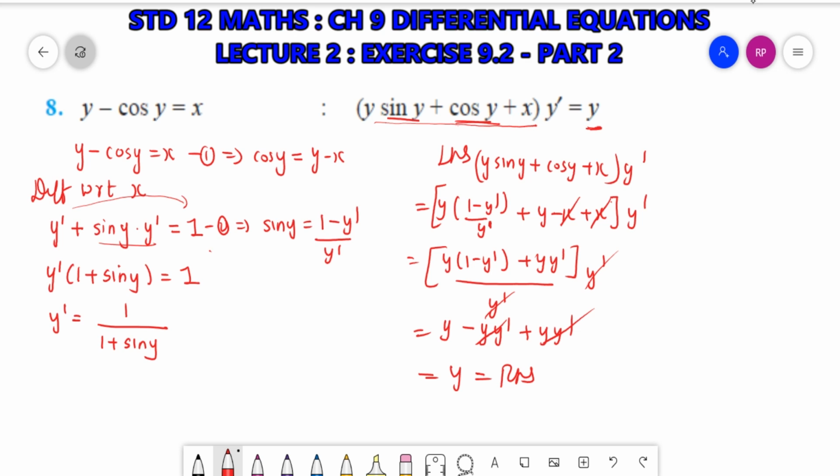Okay. Hence y sin y plus cos y plus x into y dash equal to y is the differential equation whose solution is y minus cos y is equal to x. This was about question number 8. So just note it down.